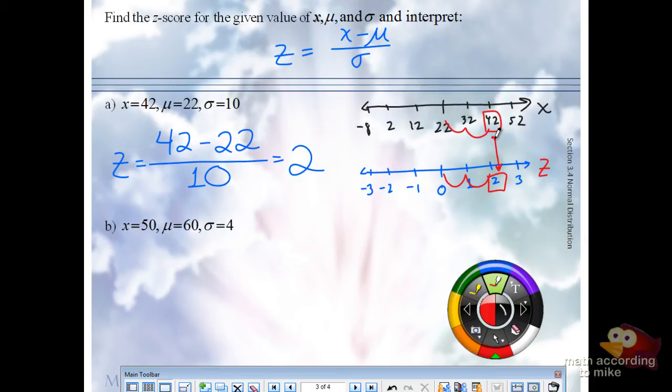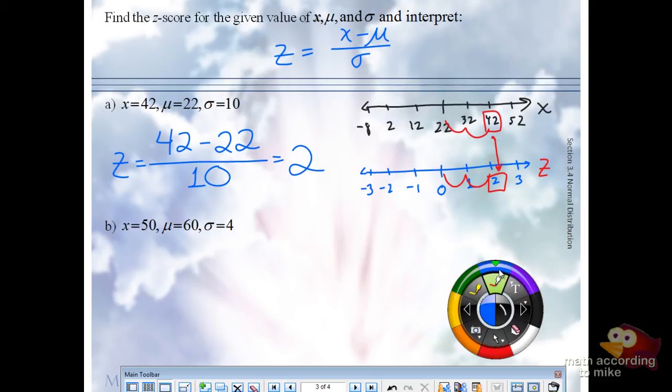Very good. So that's all we're doing: we're standardizing the problem. So instead of caring about the 42, the 22, and the 10, we're now talking about 0, 1, and 2 deviations above the mean. Oh, the top one is a normal distribution. The blue one is a standard normal distribution. Let's do part B now.